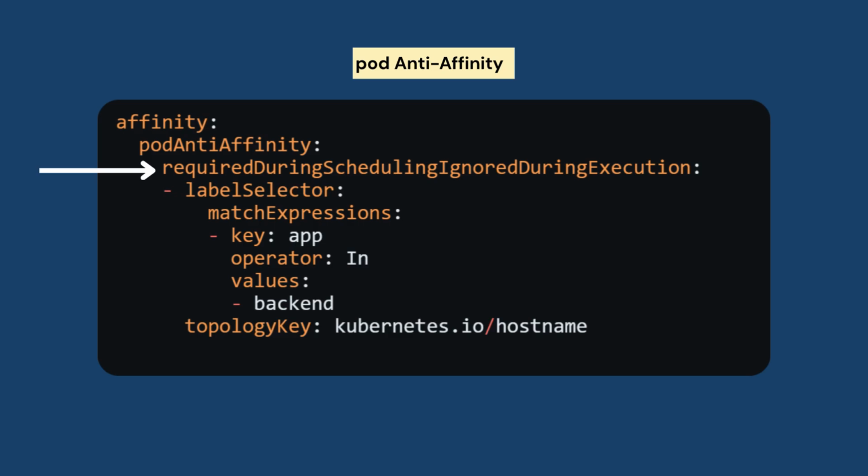It instructs the scheduler that do not schedule this pod on the same node as any pod with the label app backend. The label selector matches pods with app backend, and this topology key applies the rule at the node level, ensuring these pods are spread across different nodes for better availability.